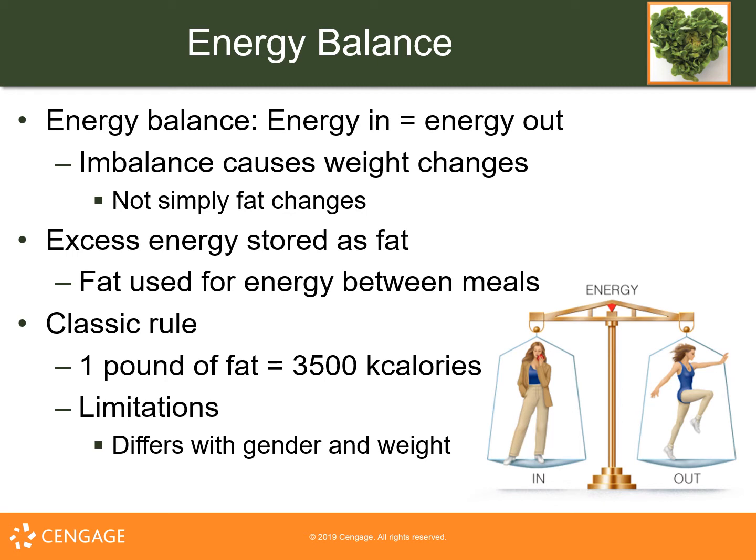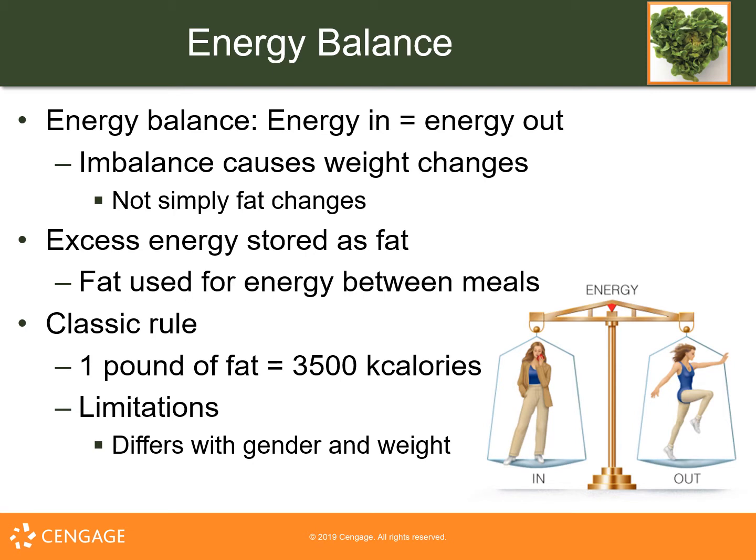Rapid weight gain or loss includes some fat, large amounts of fluid, and some lean tissue like muscle. Water is about 60% of body weight, so retention or loss greatly influences your weight. Excess energy gets stored as fat. Fat can be used for energy between your meals.